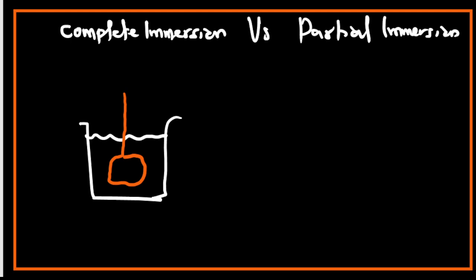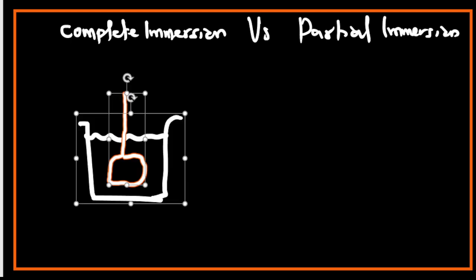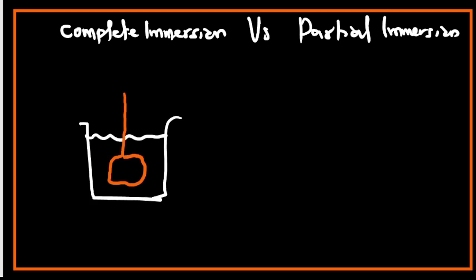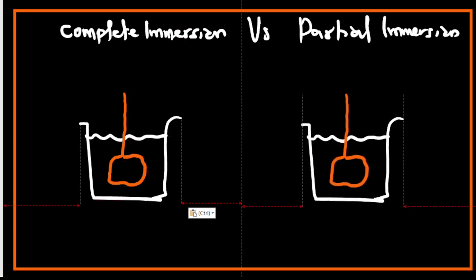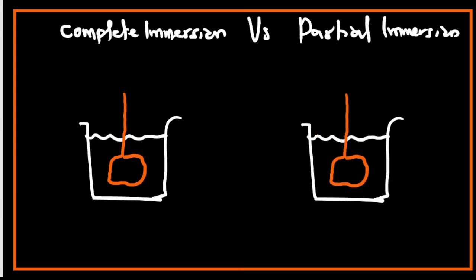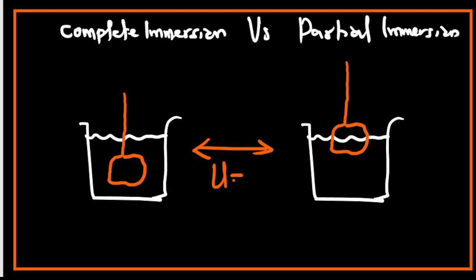Now let's take part of this. Okay, now we want to explain what a partial immersion is. Good. Something like this is a partial immersion. Can you see that? Complete immersion versus partial immersion. According to Archimedes, for both cases, upthrust will always be equal to the weight of the liquid displaced, either complete immersion or partial immersion.